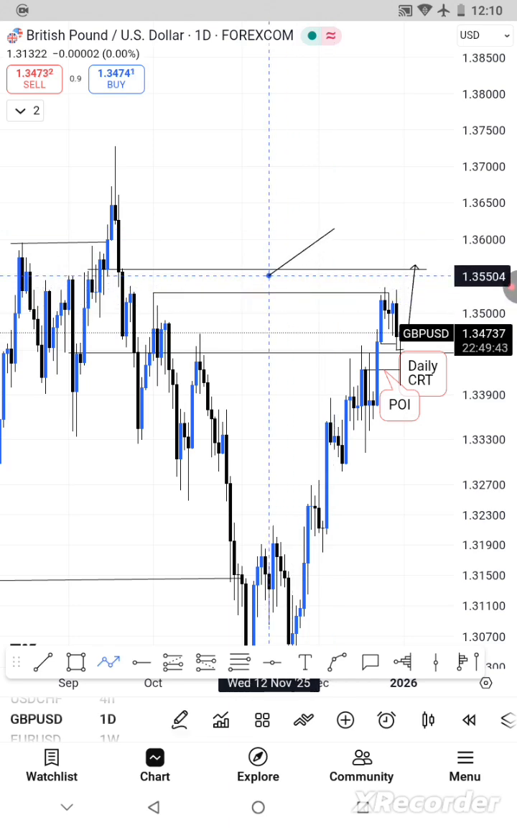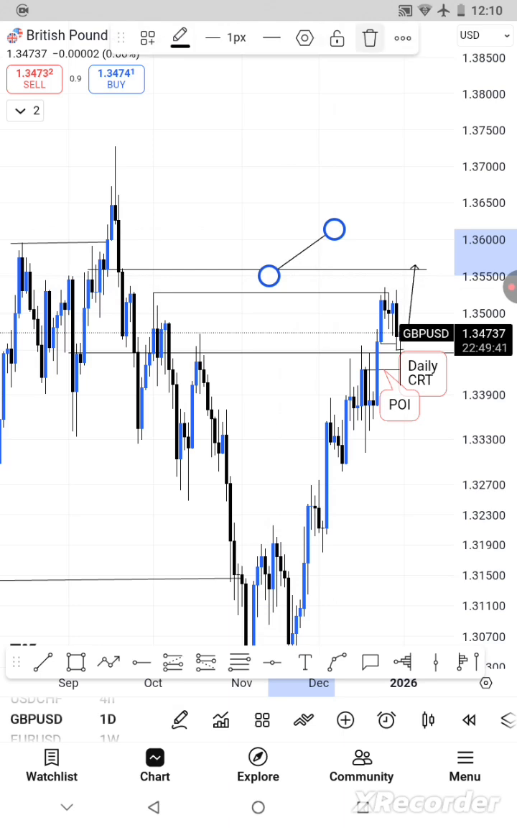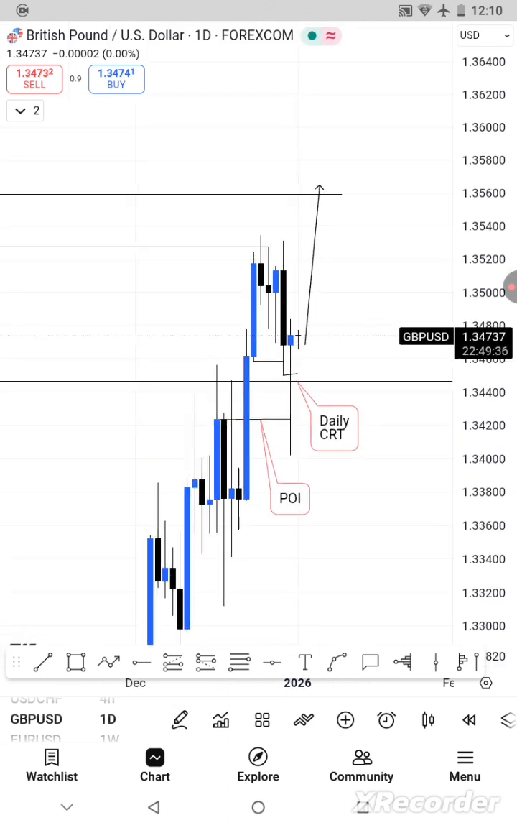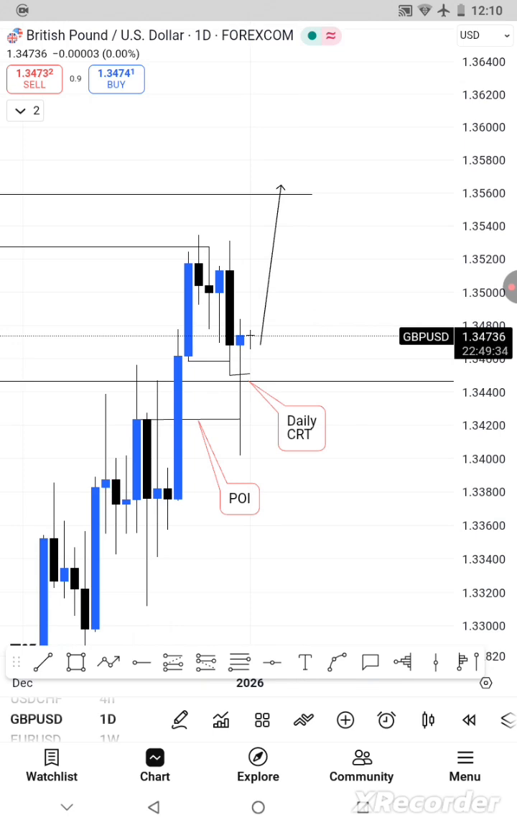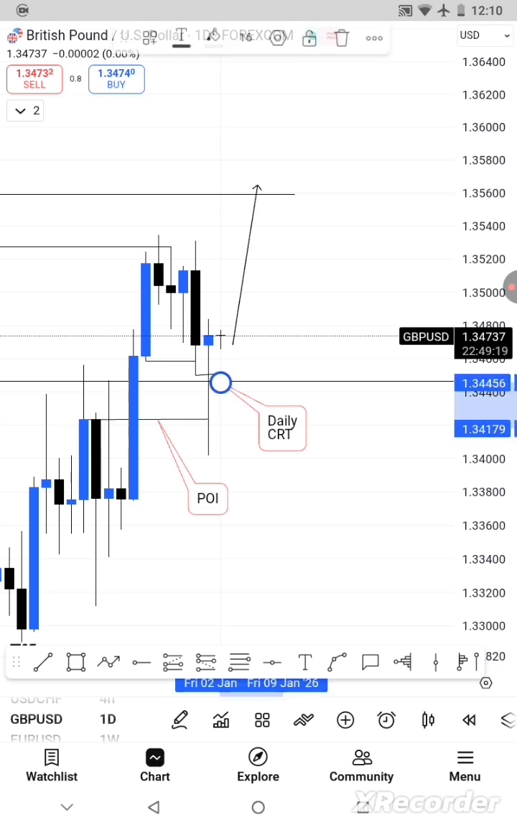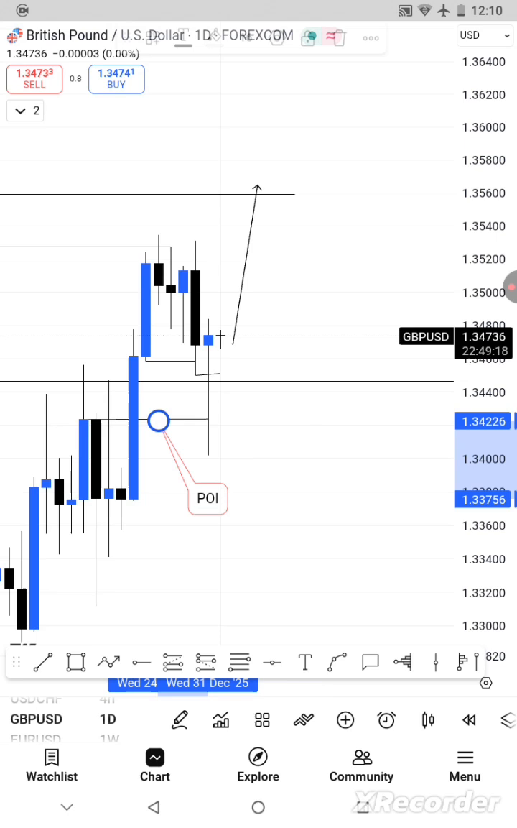But on the daily time frame right now, the market has taken out the internal range of liquidity, tapped on the POI and formed a daily CRT. When the market forms a daily CRT, don't underrate that setup. The setup is always very, very effective. All right, so right now we'll go to the 4-hour time frame and see what the market has for us.